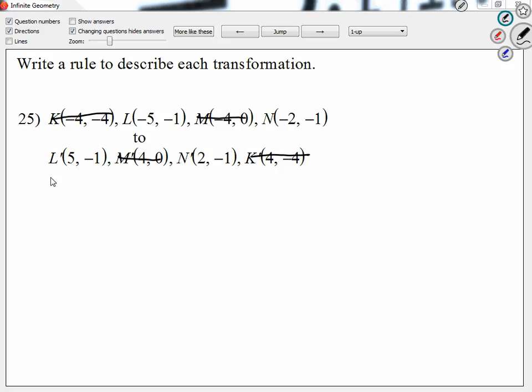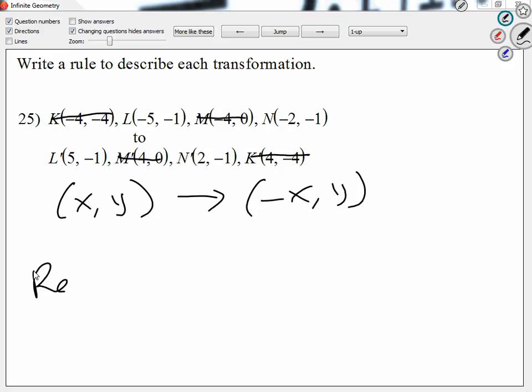So I'm going to say that x, y becomes, seems like we're only switching the sign on the x, so that means we're going to get negative x, y. Which rule is that? Reflection across the y-axis.